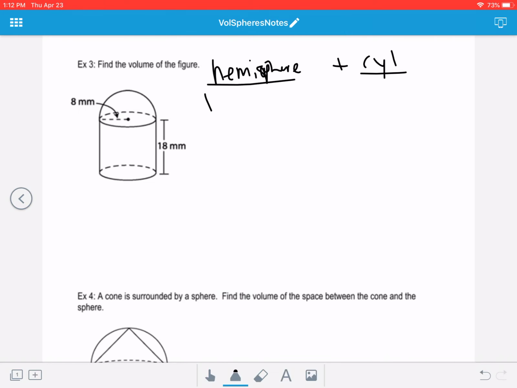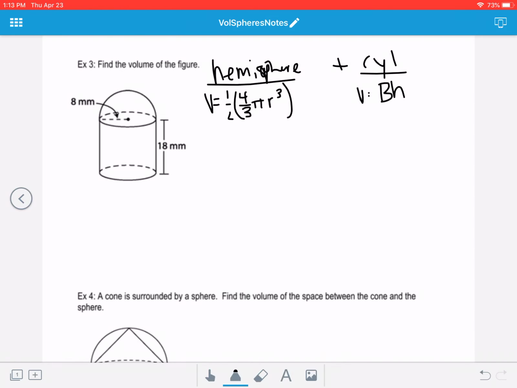To find the volume of a sphere, it's 4/3 pi radius cubed. Well, if a hemisphere is half of that, then we're going to take that value times a half, or divide it by 2. Cylinder, this is from the other day, kind of like a prism, big B times H.